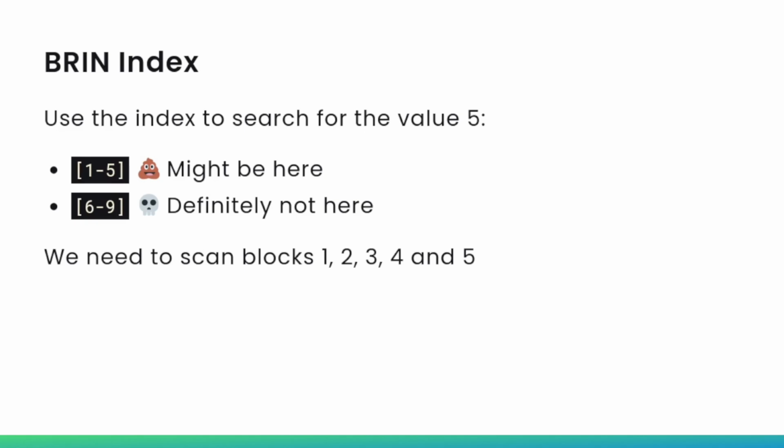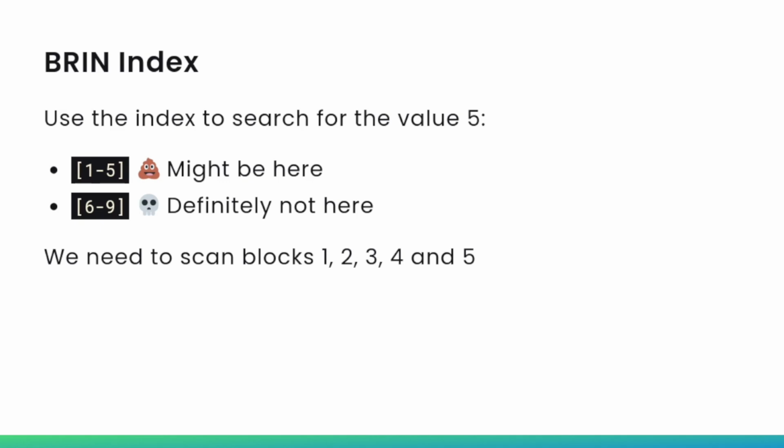And if I use this index to try and find the value 5, okay, so I know it might be in the first range, but definitely not in the second range. So now, using the index, I was able to narrow my search just to blocks 1, 2, 3, 4, and 5, okay? So I have a smaller index, but I was able to narrow the search to 5 blocks instead of 3, like what I had before.